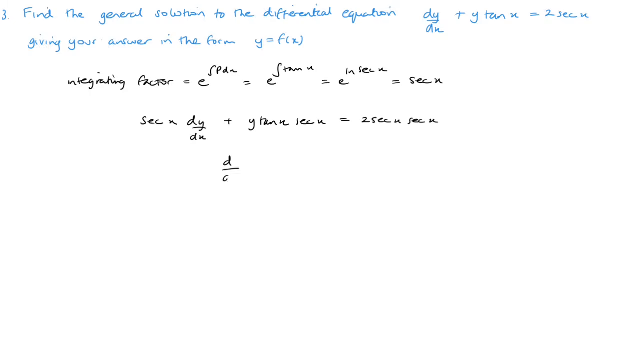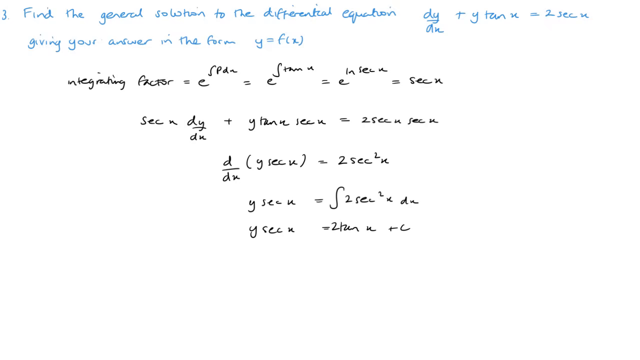So on the left now we get that this is the differential of y sec x. And on the right that's going to be equal to 2 sec squared x. Now integrating both sides we get y sec x equals the integral of 2 sec squared x dx. Now the integral of sec squared x is tan x. So this is going to be 2 tan x plus c.